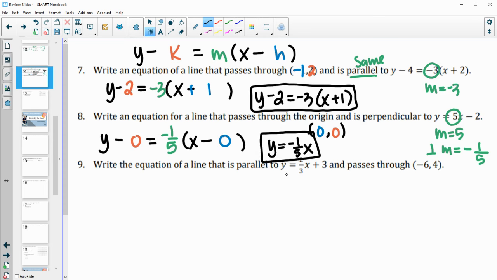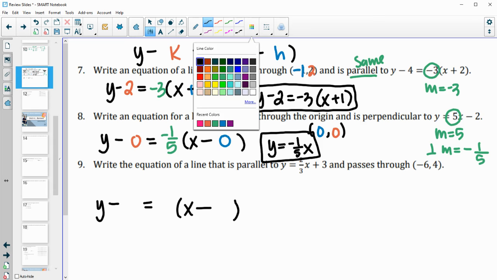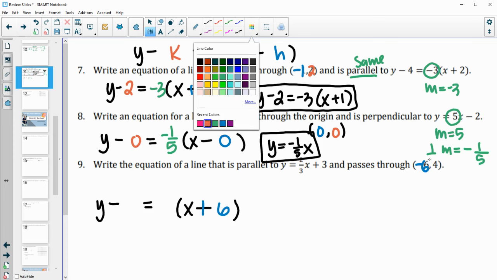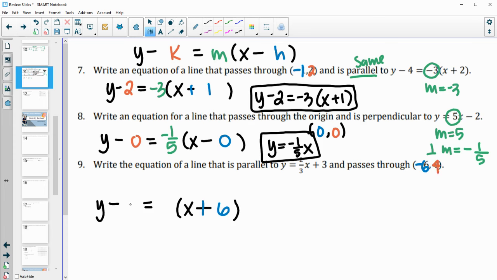Number 9, write the equation of a line parallel to this one and passes through this point. So I'll just write this out. y minus the y coordinate equals the slope times x minus the x coordinate. Okay, our x coordinate is -6, so -6 turns that to a +6. Our y coordinate is 4, so it'll be y minus 4.